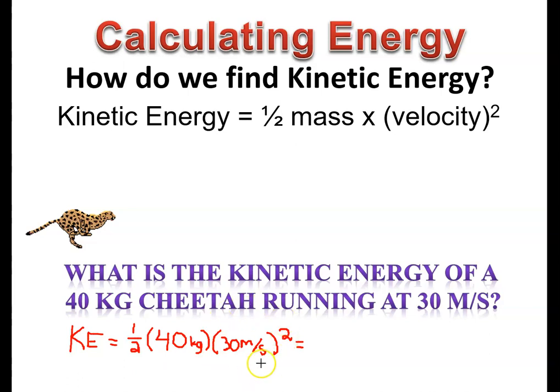Okay, so order of operations, always square first. 30 squared, 900. Okay, so I'm going to have 900 meters squared per second squared. Then we take the 1/2 times 40, that's 20, so 20 kilograms times 900 meters squared per second squared. We're going to get 18,000. 18,000 is going to be the kinetic energy of the cheetah.